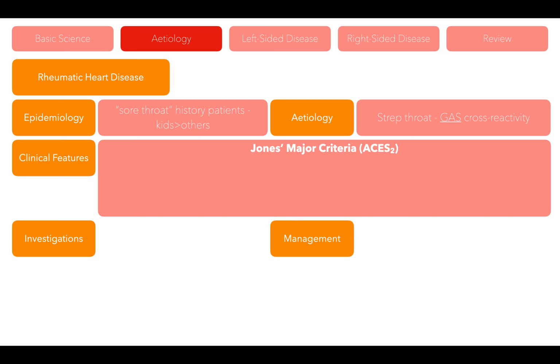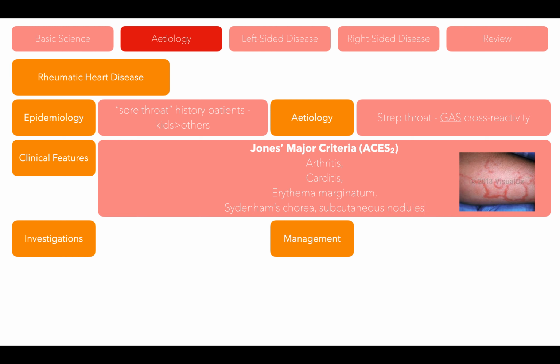There's a minor criteria as well, but don't worry too much about that because it's kind of straightforward. It's like raised acute phase proteins, first degree heart block and things. But the major criteria are the ones you really need to know. The arthritis, carditis, erythema marginatum, which means a margin that is red. So these little rash-like looking things that just have a margin of red and the rest of the skin is clear. And then 2 S's, Sydenham's chorea, which is like the choreoathetosis, St. Vitus dance that you see in Huntington's disease, but it's transient and it's after strep throat.